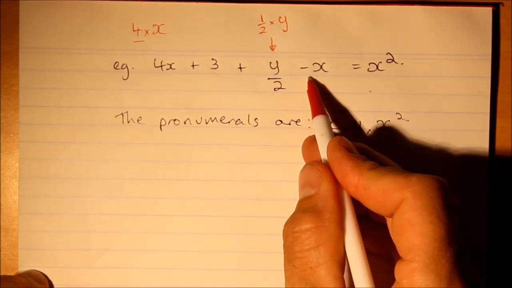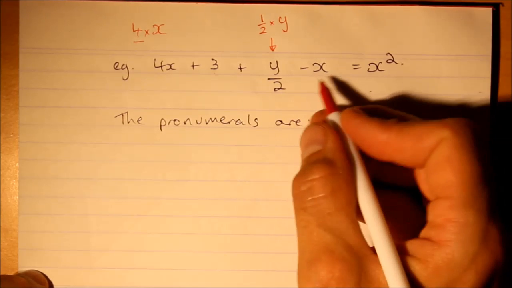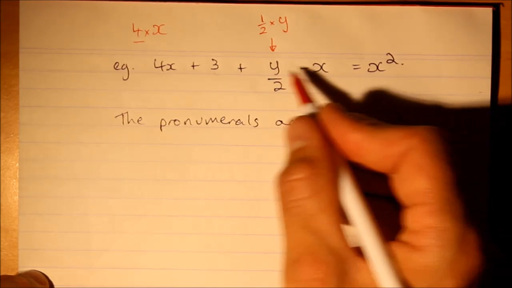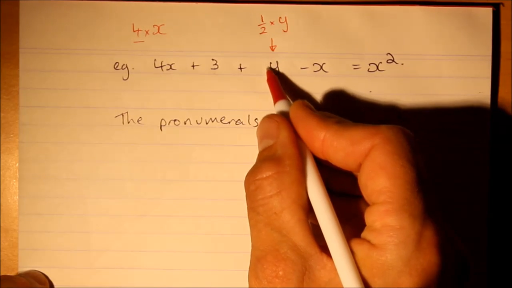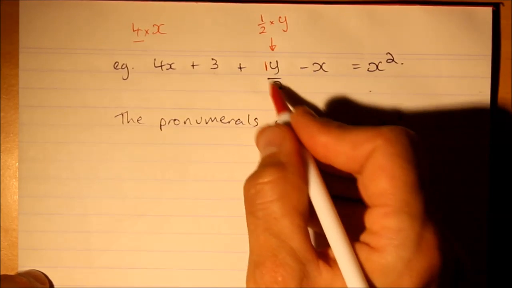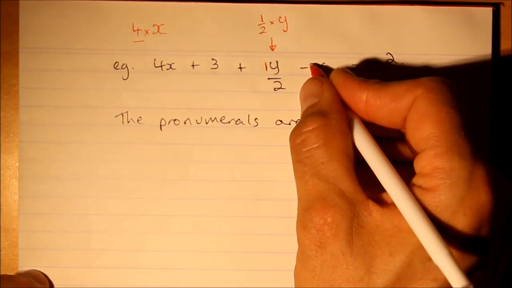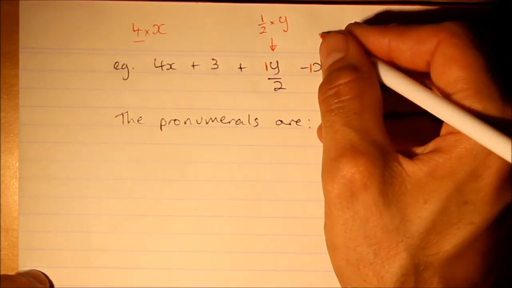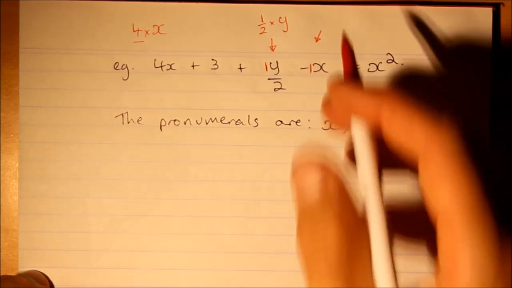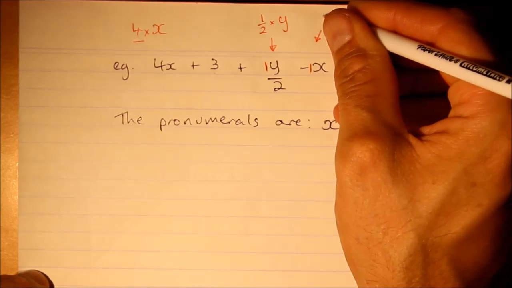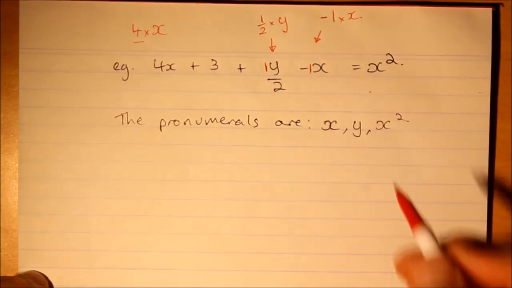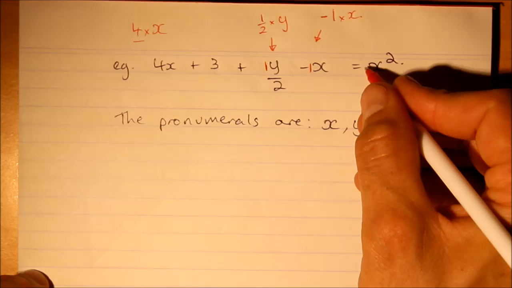Now what's the coefficient here? Well, there is no number here. Now you'll find if you have no number in front of the pronumeral, we treat that as a 1. So you could write 1 here, and that does look like a half now, and you could write 1 there. That all means the same, but the convention is we do not write the 1 in, we leave it out. So that's the same as negative 1 times x, so the coefficient here is negative 1, and in this case this is just a 1 here.